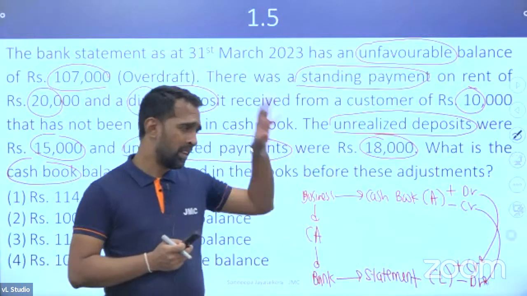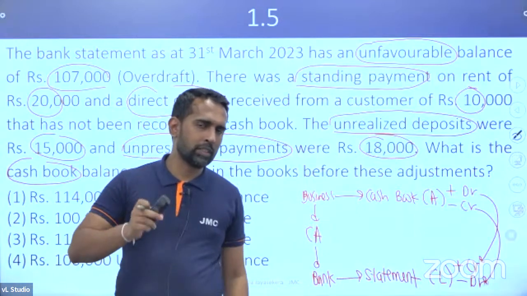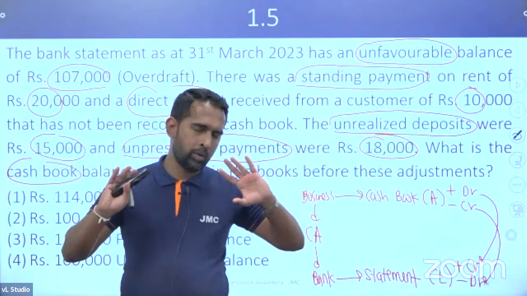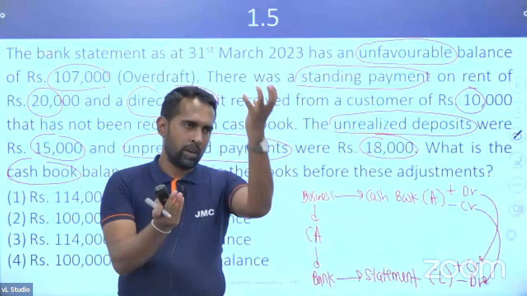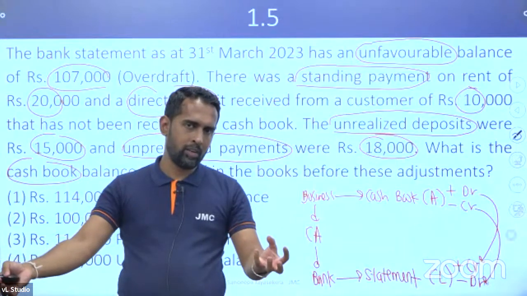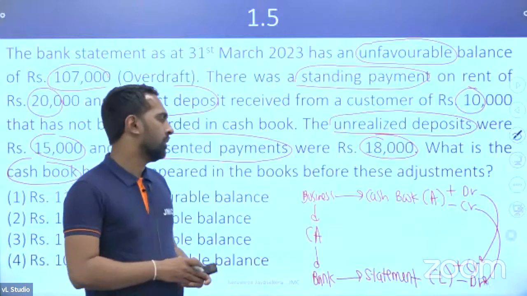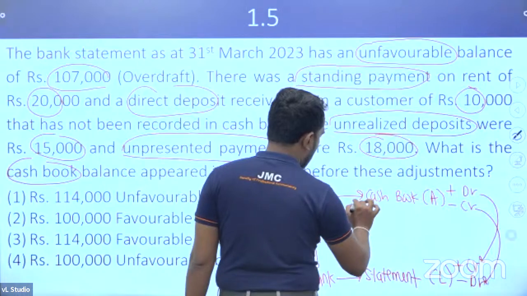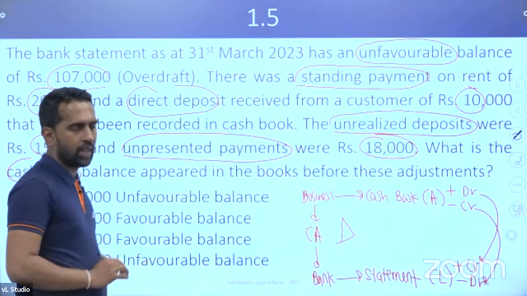Ideally, the cash book transactions versus the transactions in the bank statement, if there's no other issue, would be the same. Whatever the cash book debits will be there in the bank statement credits. Whatever the cash book credits will be the bank statement debits. Like that, it should tally. But there are differences between the cash book and the bank statement.